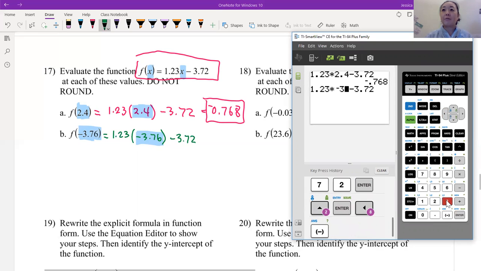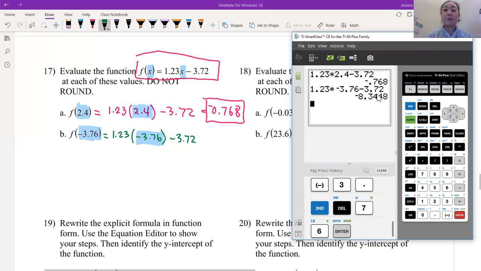So negative 3. It's going to go over it, so I'm just going to push insert. 76. There we go. And it just pushes it right over. Perfect. And what do we get? Negative 8.3448. Okay, and it said don't round, so we're not rounding. So negative 8.3448. Remember that.